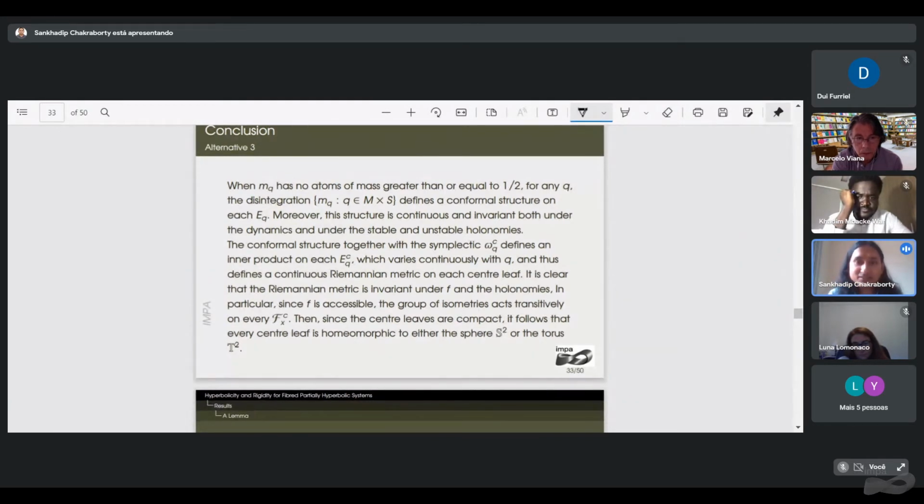And the conformal structure actually gives an almost complex structure J. So we can use these two things together to get a Riemannian metric, which is pretty standard. This is how the Riemannian metric is constructed. Once we construct the Riemannian metric, we see that it's also invariant under the holonomies and the dynamics as well, because omega and J satisfy those properties.